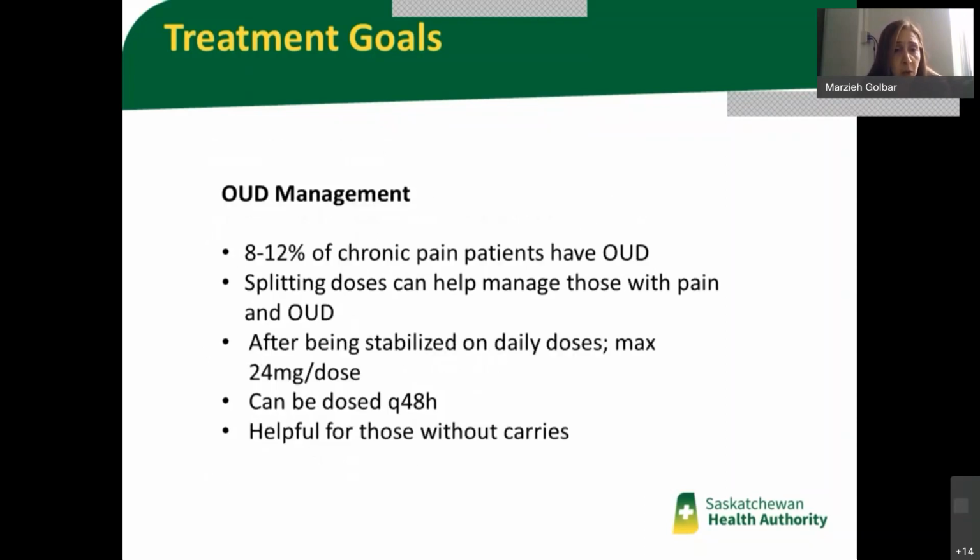The next indication could be for opioid use disorder management, which is kind of the most common usage of Suboxone. Usually 8 to 12% of chronic pain patients have OUD, but actually if you dig up the numbers, they may be even more than 12%. The doses could be split, so this manages the pain as well as OUD, as I described. After being stabilized on the daily doses, the maximum daily dose could be 24 milligrams per day. And of course, the good thing about it is it could be dosed every 48 hours or even every 72 hours, which is helpful for people who don't have access to transportation or they just don't want to take carries home, just one dose.